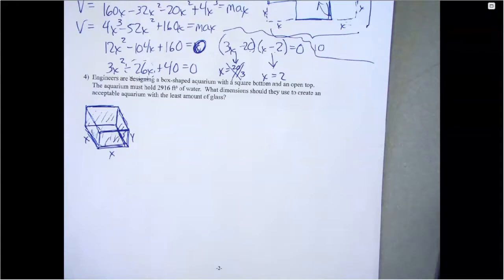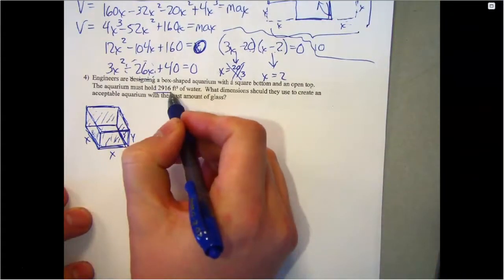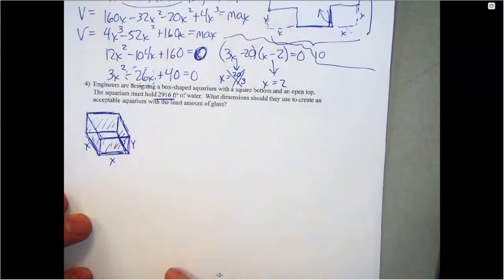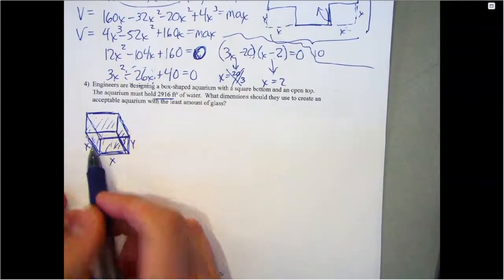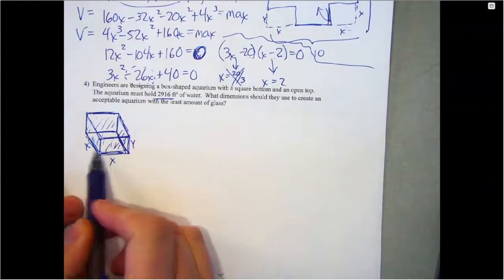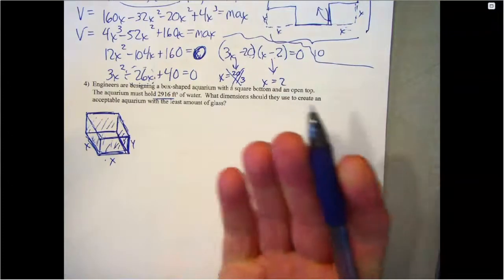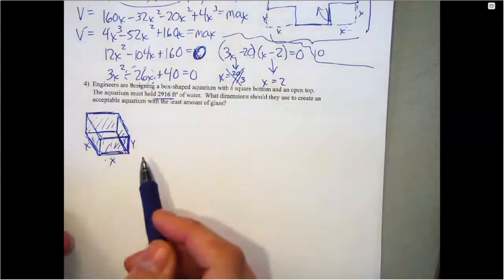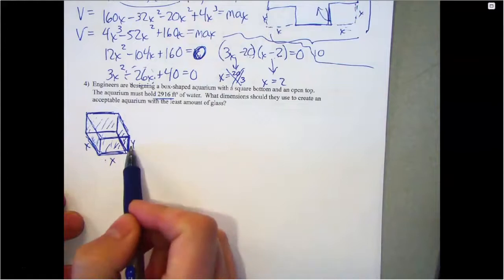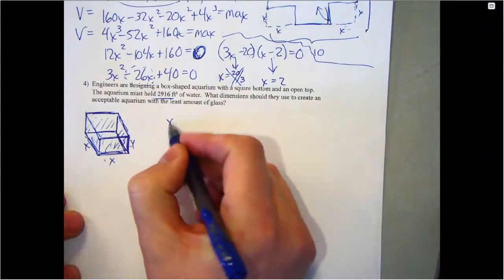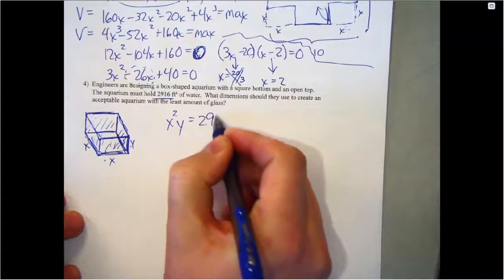How many would like more time to try it before I just start going? Should I just start going? Is that okay? Okay. So, the aquarium must hold 2916 cubic feet of water. How do I find that? First of all, do we understand it's a square bottom, so I call that x and x. The height is a different dimension, so I call that y. So the volume of this aquarium is x times x times y. So I could just say x squared times y equals 2916.